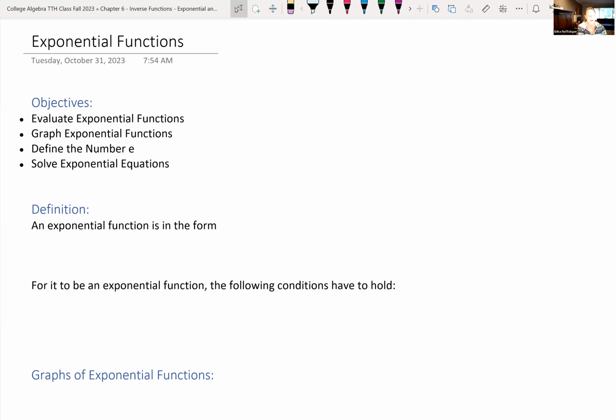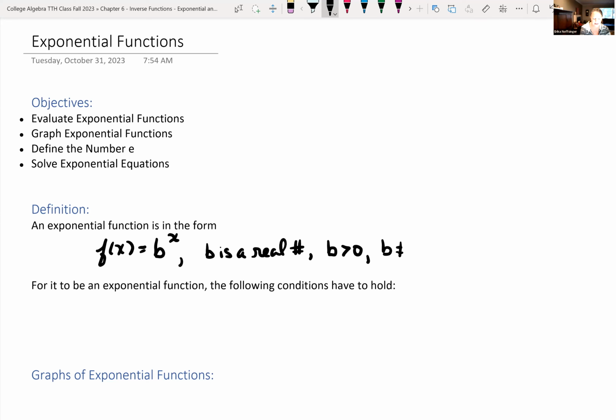So recall, an exponential function can be written in the form f of x is equal to b raised to the x power, where we have to say b is a real number. Couple stipulations with b. B has to be greater than 0, so it has to be a positive number, can't be 0. B cannot be 1. If b was 1, it wouldn't be exponential, because 1 raised to any power gives us back 1, so it ends up being a horizontal line. And x is our variable. And x can be any real number.